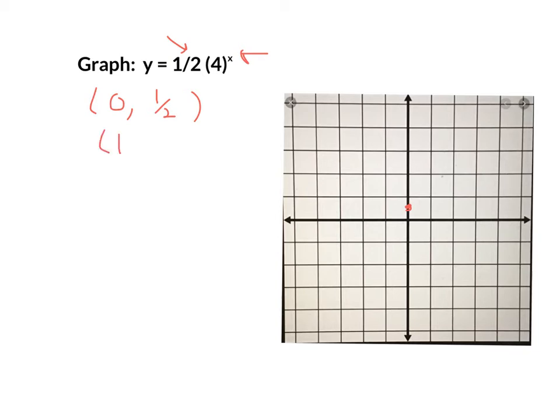Let's also plug in 1 for x every time. If I plug in 1 right there, 4 to the first power is 4. 4 times half, or half of 4, is 2. So we go to (1, 2). And that's really all I need because I know the x-axis is an asymptote. So the graph's going to do this type of thing. And that's good enough right there.